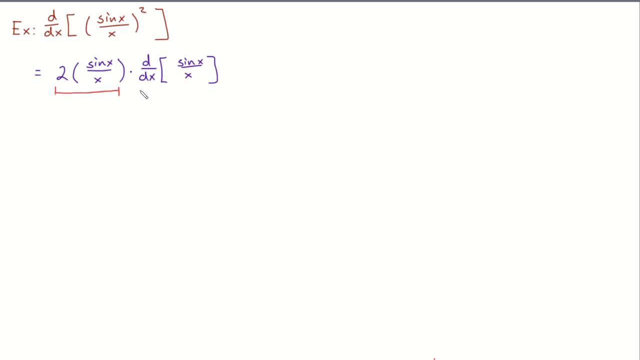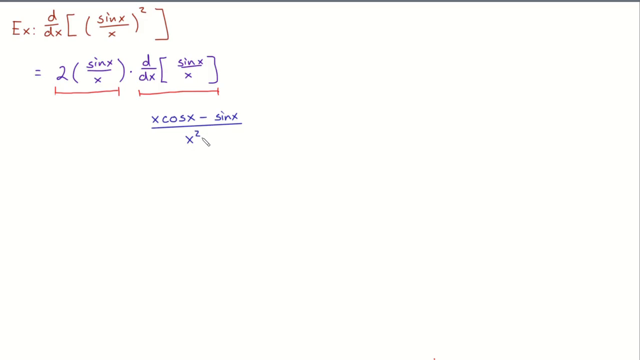Anybody have a song or a phrase that might help? How do we take this derivative? Low d high. All right. Low is what? X. So let's do this: x d high, cosine. Low d high minus high is sine x. D low is 1, so I'm not even going to write it. All over low squared. Okay, so that actually wasn't that bad, right?